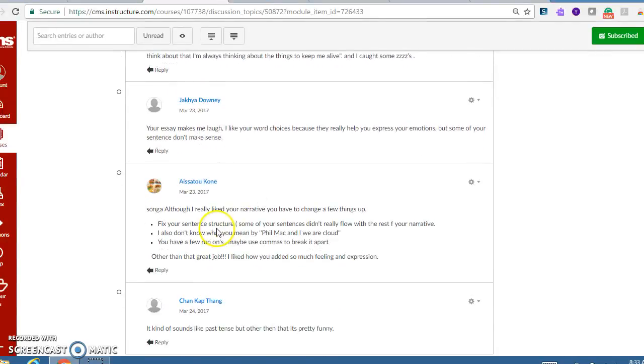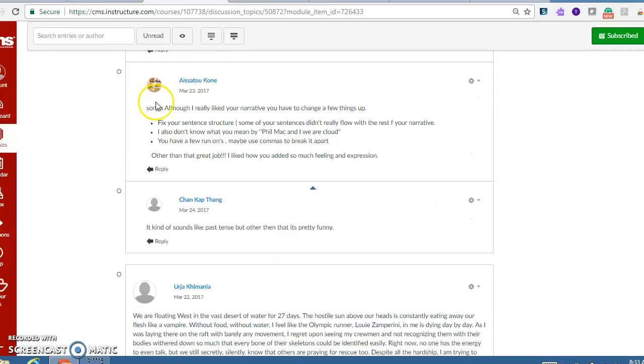And then here we have one strong response that says, fix your sentence structures. I also don't know what you mean by this, which I love that she gave the specific example of what she doesn't understand, and that she has, you have a few run-ons, maybe use commas to break it apart. Other than that, great job, still being positive, which my students are actually very good about. There's been no negative feedback on any of this.